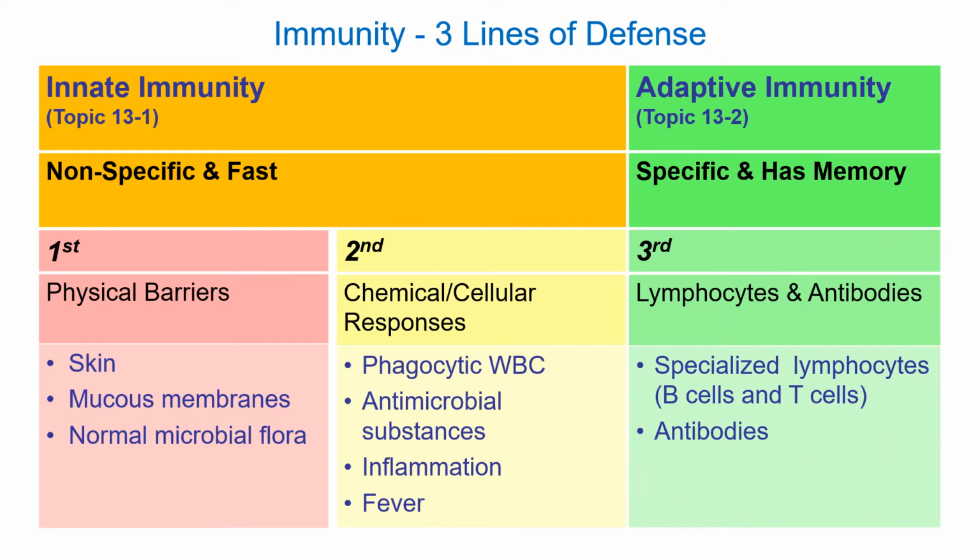So adaptive immunity involves lymphocytes, these are B cells and T cells, and antibodies and a whole host of other things. This is a specific memory, meaning it remembers something specifically that your immune system or your body has been exposed to before.